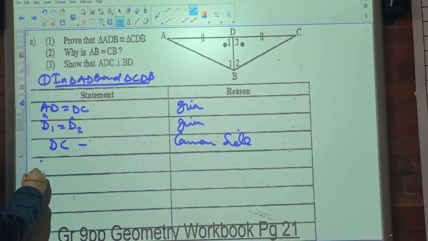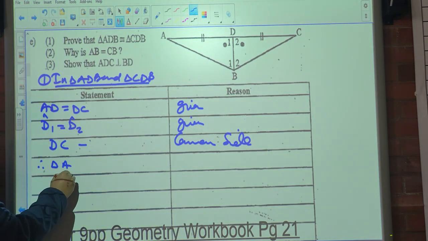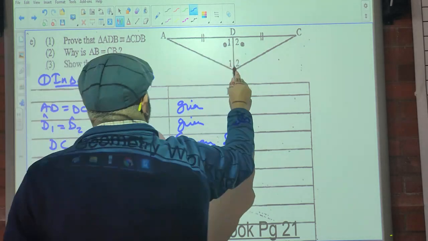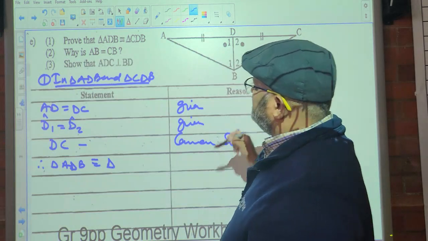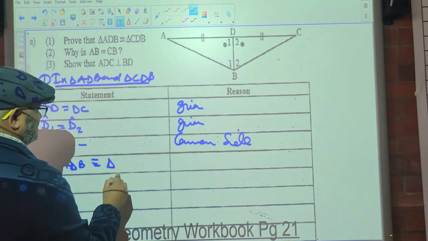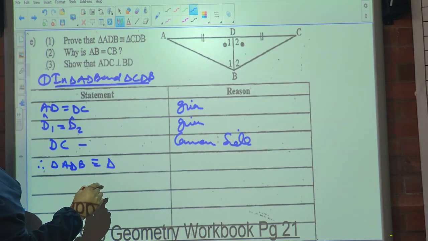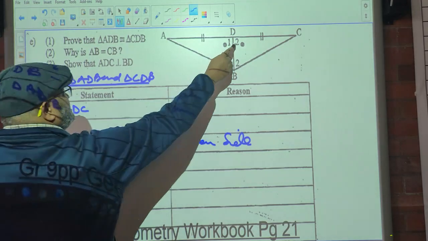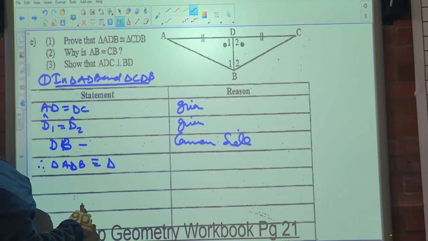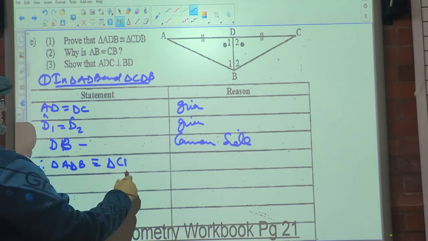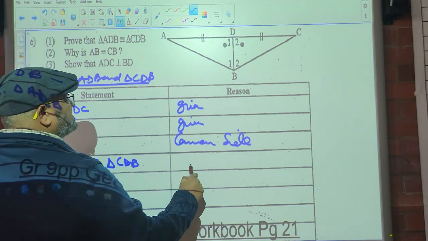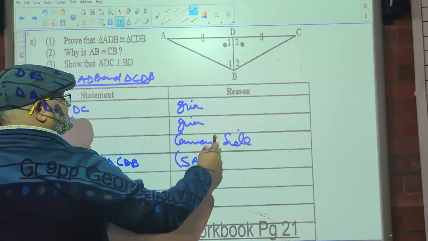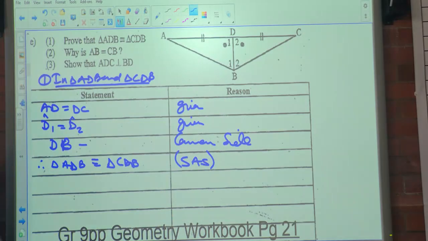So we can conclude therefore triangle ADB is congruent to triangle... So you got ADB, it must be CDB. Yeah? It's DB that's the correct. Oh, DB. Okay. Thank you. So it's going to be CDB, and the reason is side angle side. Again, you can see it's the included angle.